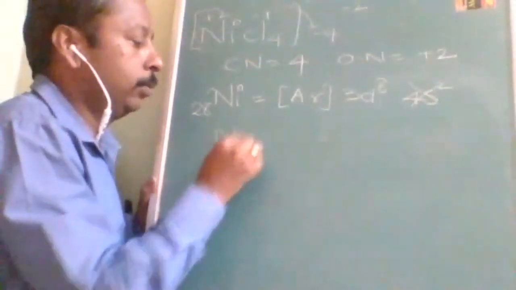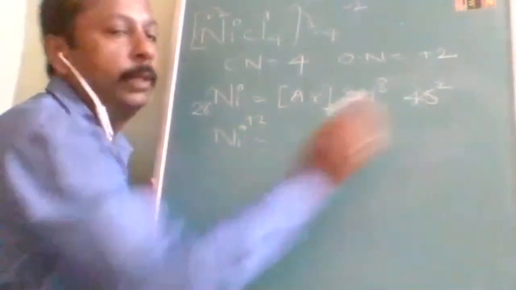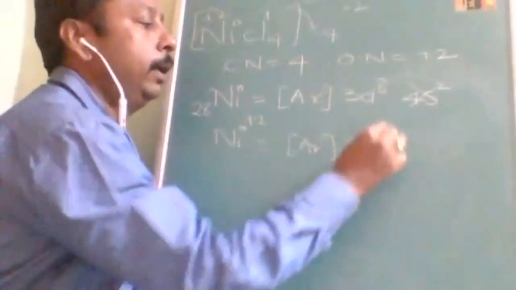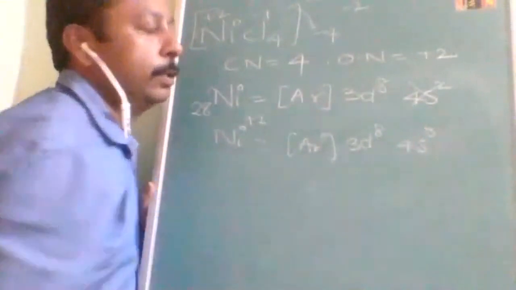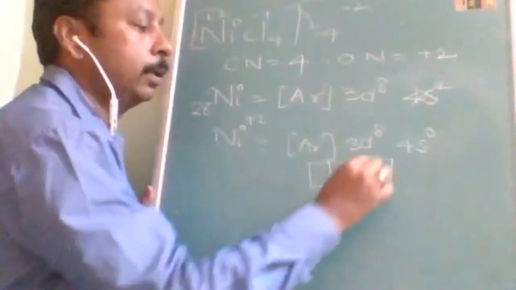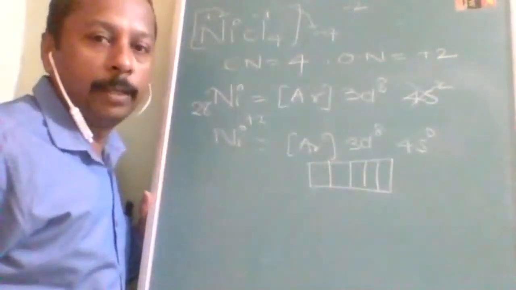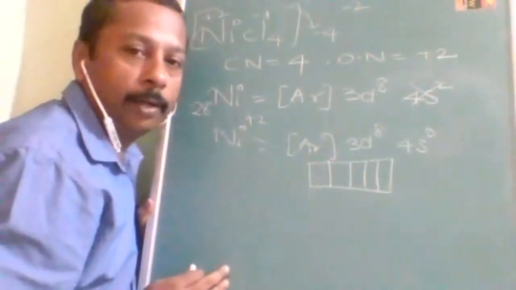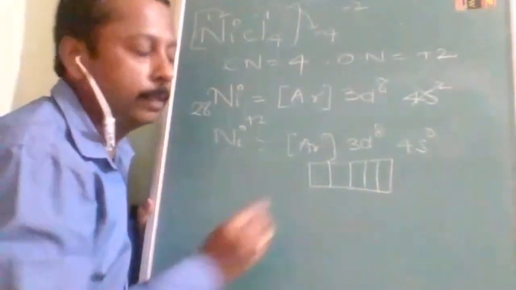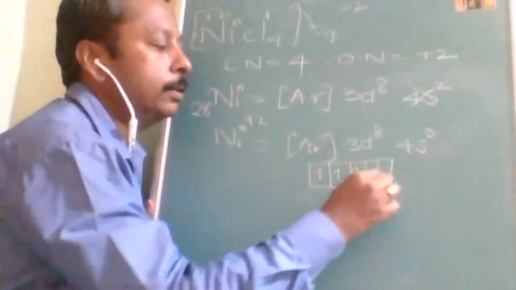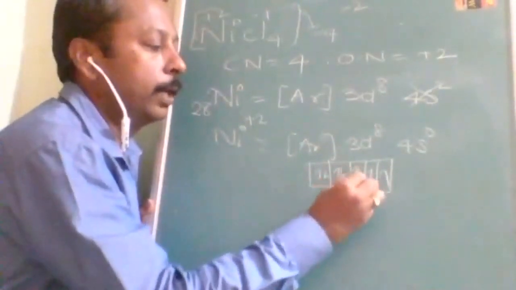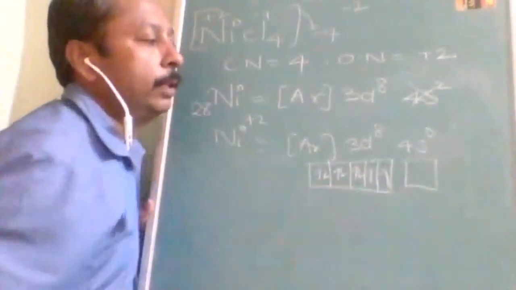In nickel +2, what will be eliminated? 2 electrons from 4s will be eliminated. So it will be Ar 3d8, and 4s will be 0. Is it understood, students? Now 3d8: the d subshell contains 5 orbitals. Which principle do you have to use? Very nice, we have to use Hund's rule of maximum multiplicity. One electron each is distributed, then you start pairing up, and 4s will be 0.